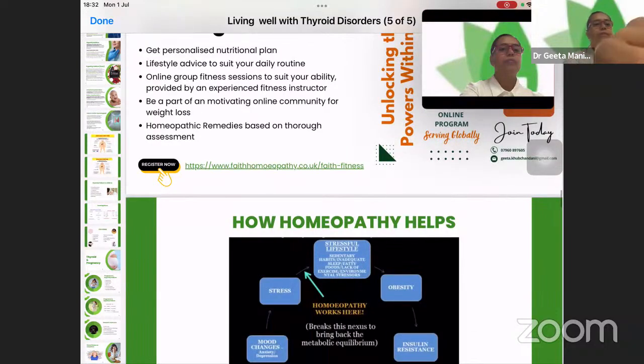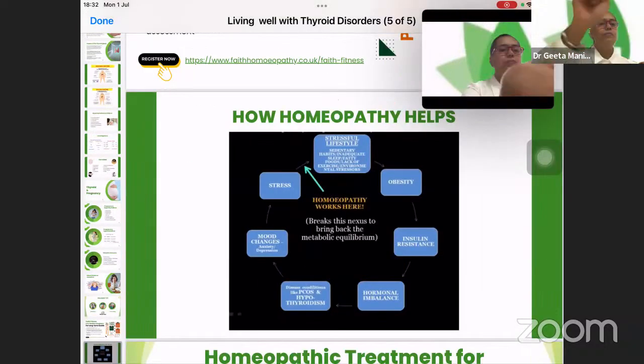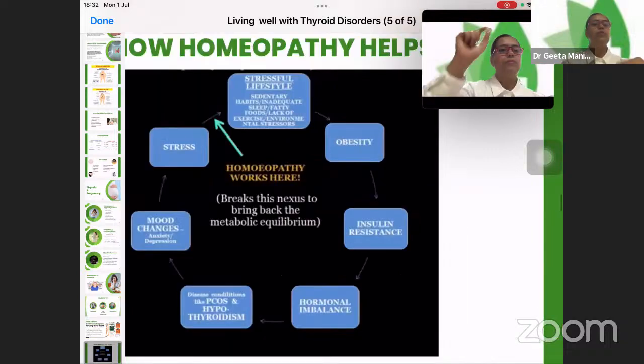How homeopathy helps? You have a stressful lifestyle and sedentary life habits, inadequate sleep, fatty foods, lack of exercise, environmental stressors. All these factors lead to obesity. Obesity leads to insulin resistance. Insulin resistance leads to hormonal imbalance. Hormonal imbalance will lead to hypothyroidism or polycystic ovarian disease as well.